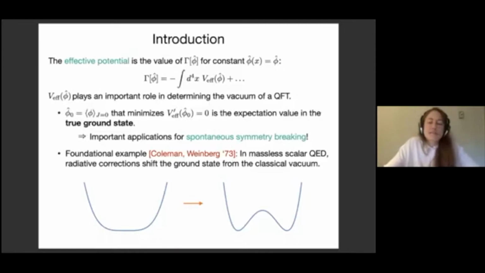This goes back, for example, to the foundational work by Coleman and Weinberg on this subject in '73. They looked at massless scalar QED, with some massless scalar with a lambda phi 4 interaction. And they showed that radiative corrections to the effective potential shift the ground state from the classical minimum at the origin to the spontaneous symmetry breaking minimum away from the origin.